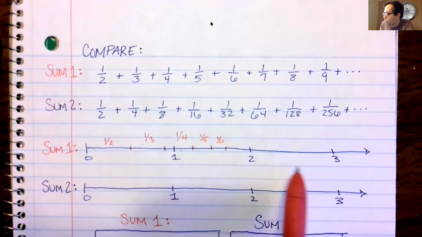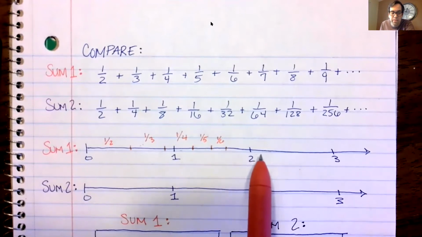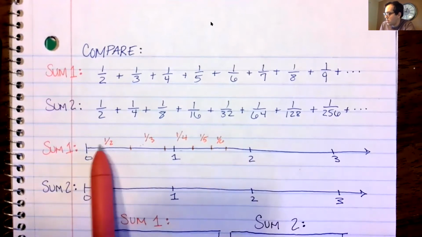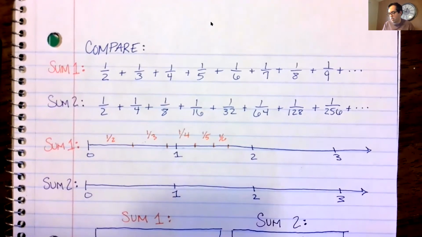I'm going to keep growing and growing over time, even though I'm growing at a slower rate, right? Because the fractions are getting smaller. So I'm going to be adding a smaller amount every time, but I'm going to continue to grow. Take a look at sum 2.